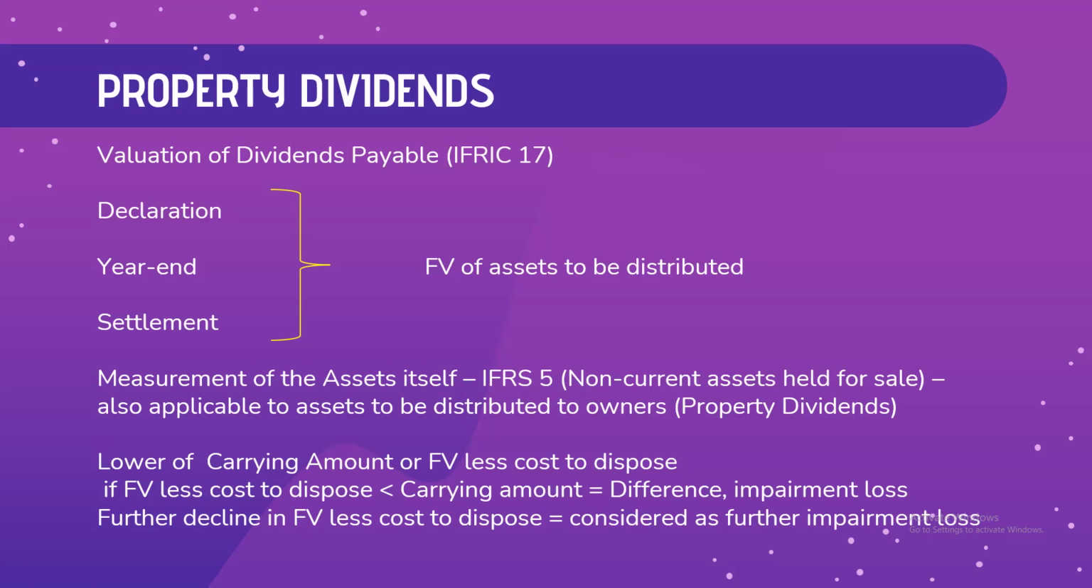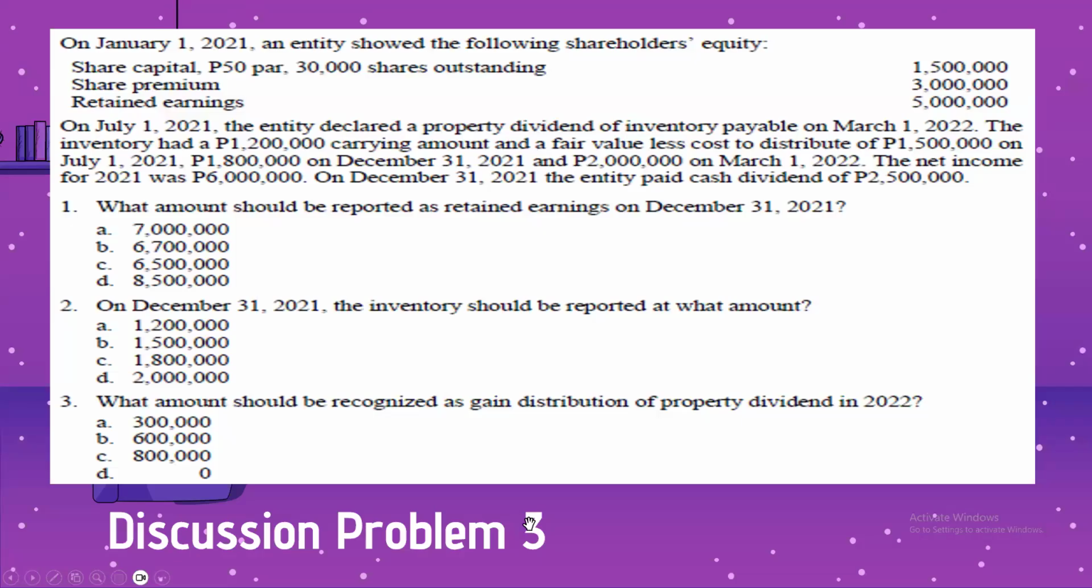So the valuation of the asset is higher than the fair value. As I said, with a further decline in fair value less costs to dispose, we recognize further impairment loss. Okay, so let's have problem 3.